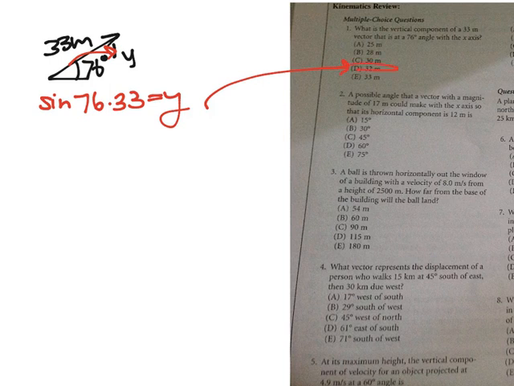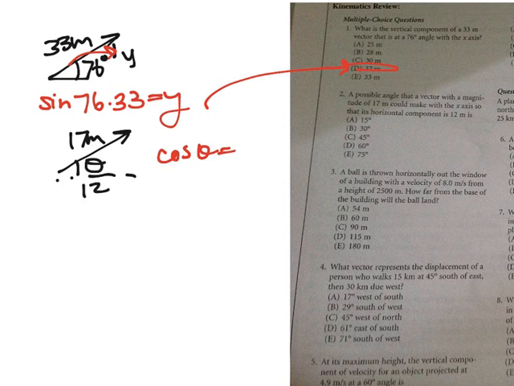Alright, 2, a possible angle that a vector with a magnitude of 17 can make with the x-axis so that its horizontal component is 12. So again, this is just another triangle problem where they said the vector is some 17 in magnitude, making some sort of angle theta where we know the horizontal component is 12. So we have the hypotenuse. That would be cosine. So we know cosine of some theta is equal to the adjacent over the hypotenuse, which means we're doing cosine inverse of that, which should give you 45 degrees.